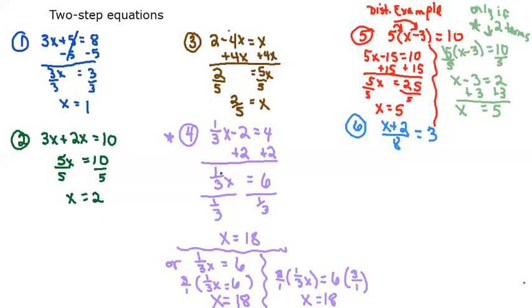Okay, so let's talk about example 6. All right, so example 6 here. Okay, I want to get rid of this 8. In other words, I need to multiply both sides times 8. Okay, so I'm going to multiply by 8, multiply by 8, so these 8's cancel. So I have x plus 2 equals 24. And when I subtract 2 from both sides, I have x is equal to 22.